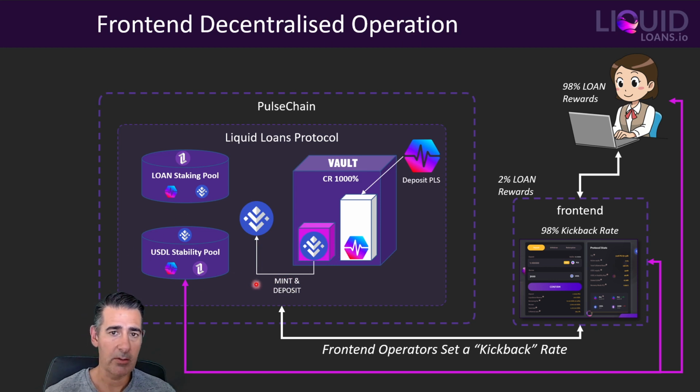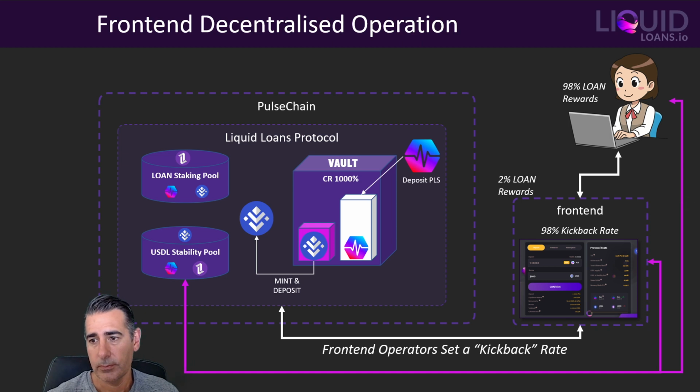So there's multiple ways you can acquire USDL. Those are just two of them, but if you hold some and you deposit it into the stable pool, you are going to get issued loan rewards. Now we said a share goes back to both the front-end operator and the user of the front end, and that's in proportion to the kickback rate. So in this instance, the user gets 98% of the loan token that is issued as a reward, and the front-end operator gets 2%.